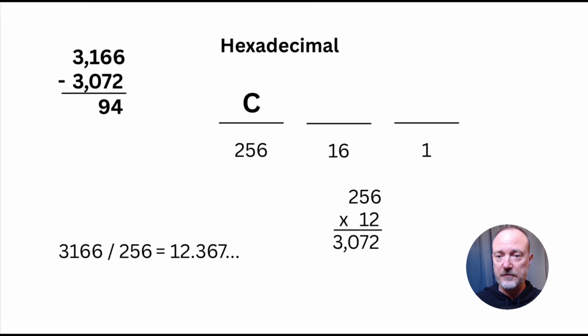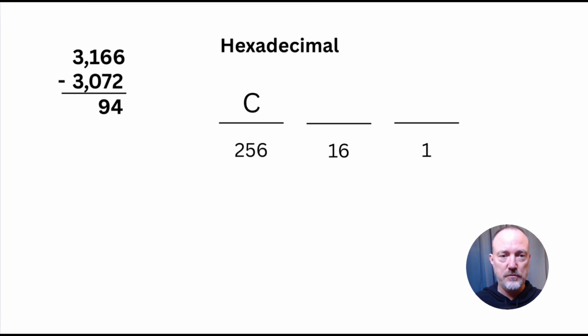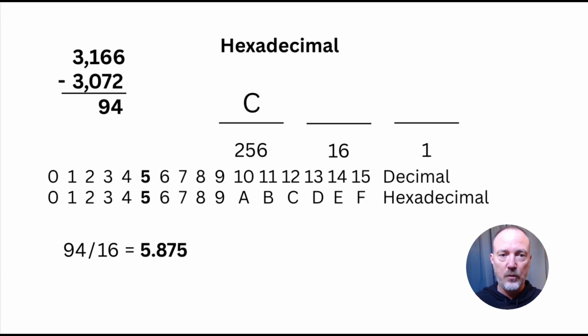So now we look at the next place over, the 16's place. 16 is less than 94, so we know we can take at least one 16 from it, but we want to figure out how many 16s we need to take from it. Similar to what we did with the 256 place, we divide 94 by 16. When we do that, we get 5.875. Again, we are only concerned with the whole numbers here. And so the decimal 5 is the same as hexadecimal 5. So that's good. It's an easy conversion. So we put a 5 in the 16's place.